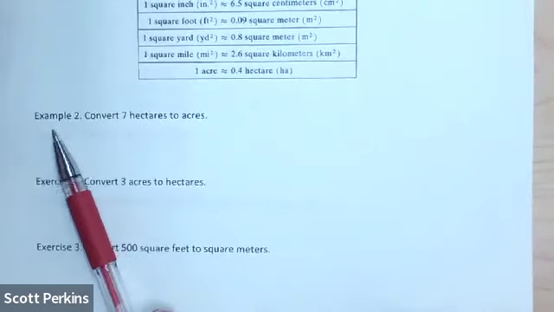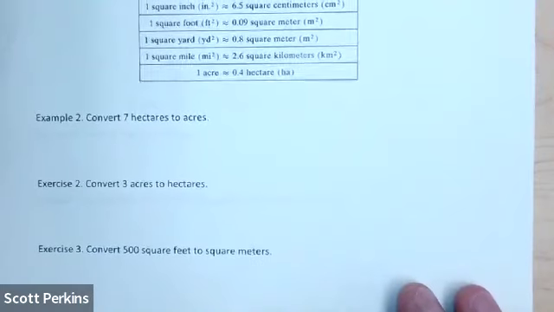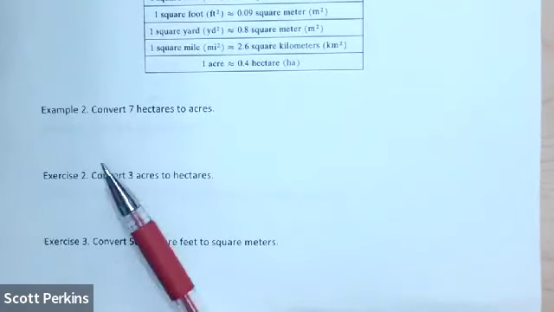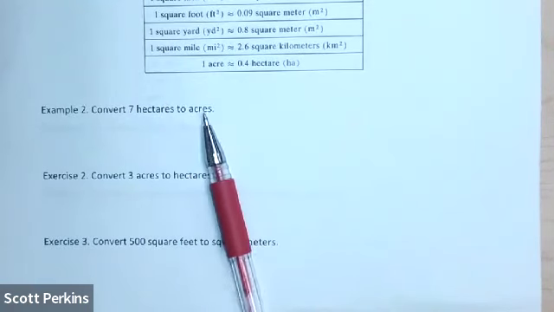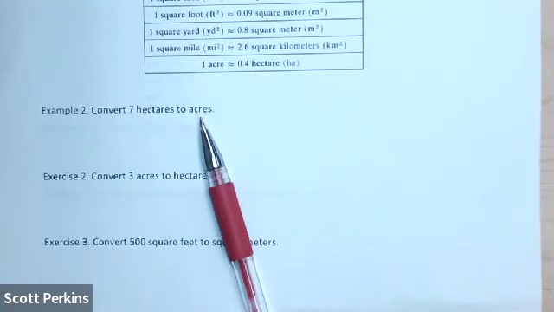I know it's example 2, but I think once we've got dimensional analysis, we're pretty set. Do example 2. Convert 7 hectares, which is the metric unit, into acres, which is the English or the US unit.